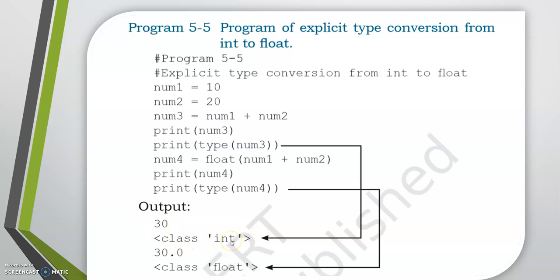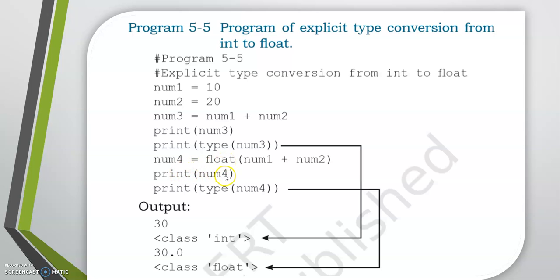Int means integer. But we want the result in float value. So what do we do for that? We are going to print, look at it, the fourth value: float of num1 plus num2. This is the format we are going to use, as we are converting it into a float value. We are going to convert float of num1, which is 10, plus num2, which is 20. So 10 plus 20 in a float value.